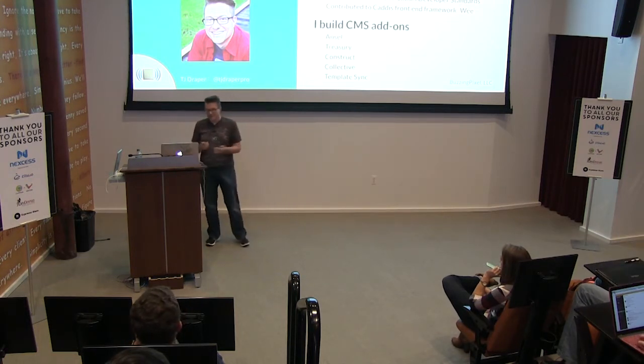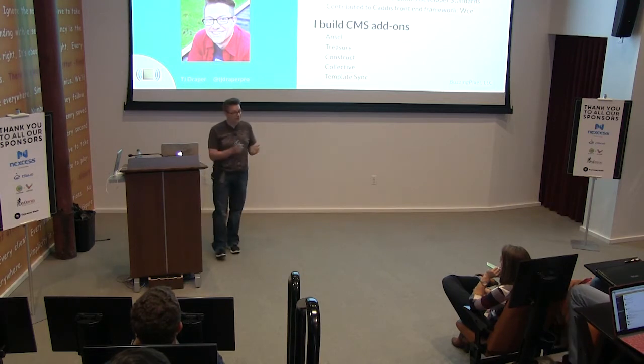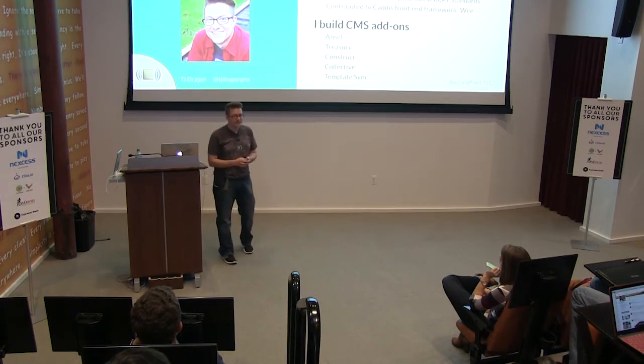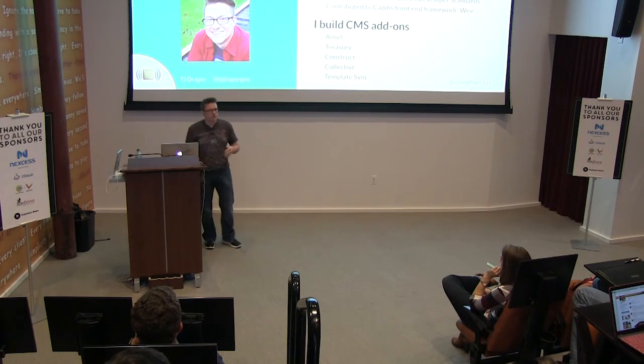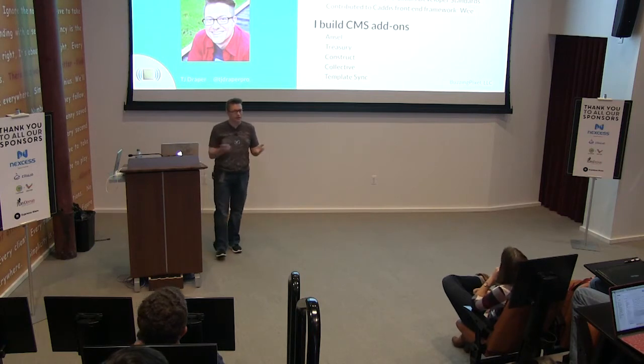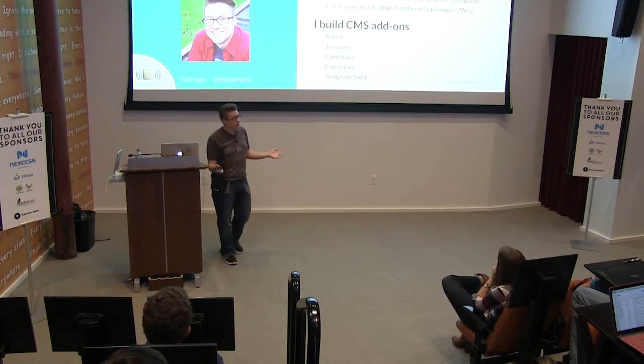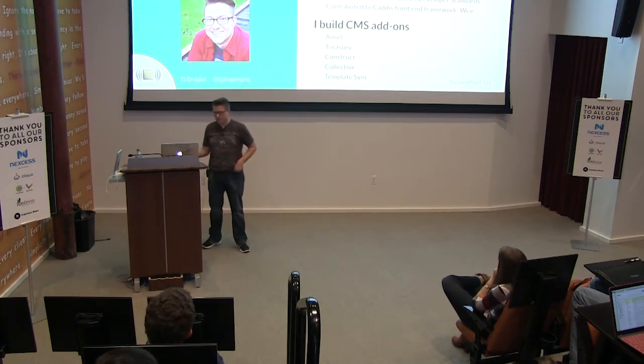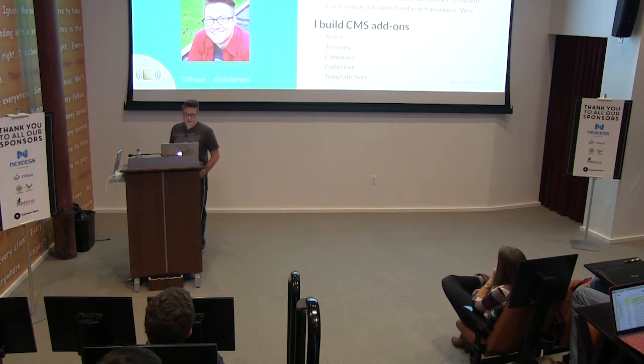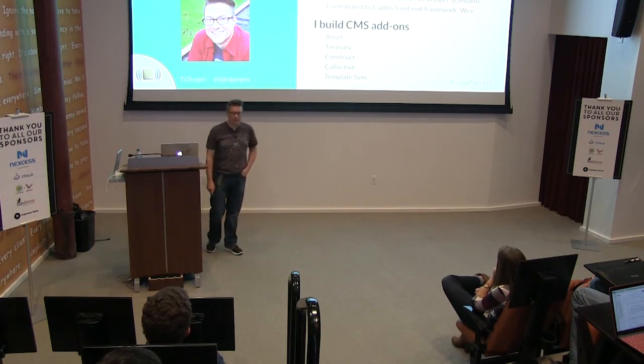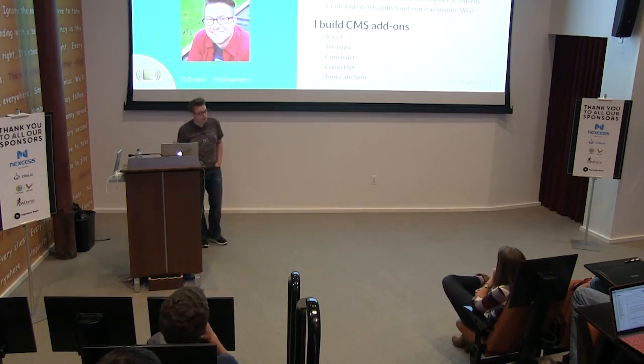If not, Ansel is the one that John Henry was talking about for image manipulation. Treasury kind of goes along with Ansel, although you can use it standalone, but it works well with Ansel for storing images or files on S3 or other SFTP servers as well. Then there's Construct, which is for building pages and or menus, Collective for global variables, and Template Sync, which I will talk a little bit more about later.